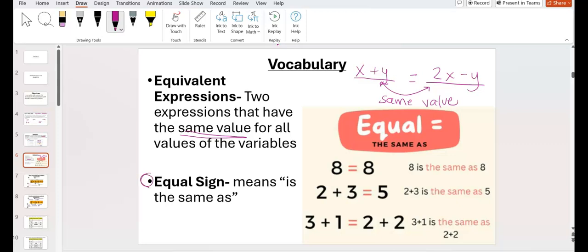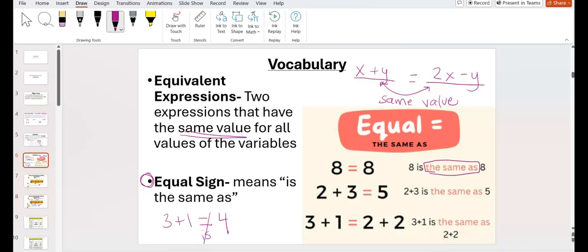An equal sign, now you may think, Ms. Kirkwood, I already know what an equal sign means, but the nice thing about an equal sign is that in elementary school, you kind of learned like 3 + 1 is 4. And you may think that equal means is, but that is not true. It means is the same as.